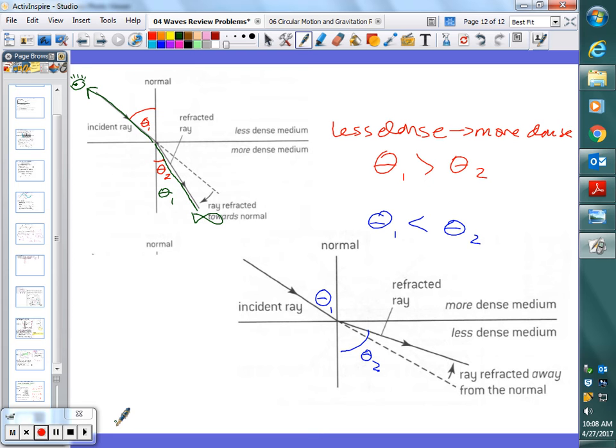This is your eye. It's a terrible eye, but your eye gets this ray, and it doesn't really know that the ray bent when it reached the boundary. So if you trace back along this dotted line, your eye is telling you that the fish is actually there. This is what your eye sees.